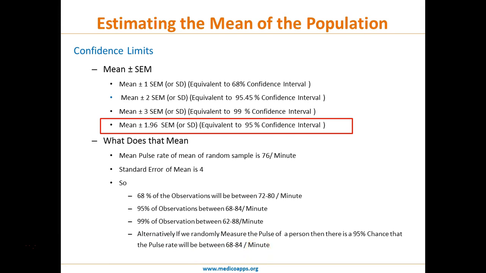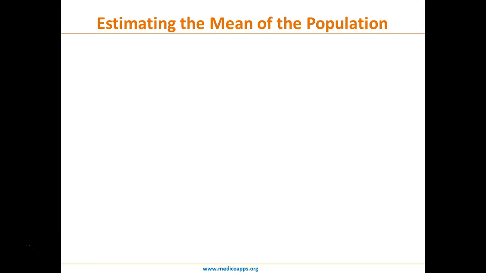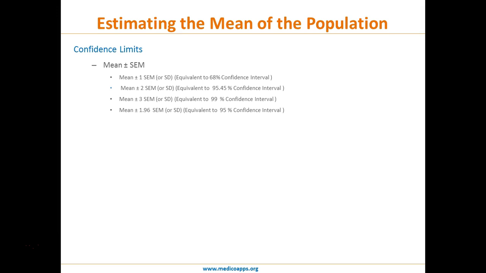So this exactly is confidence limits. This confidence limit you will come across in all research papers everywhere when it comes to statistics, showing how confident you are of your results. So let's look at another example. This is something which again you have to learn.